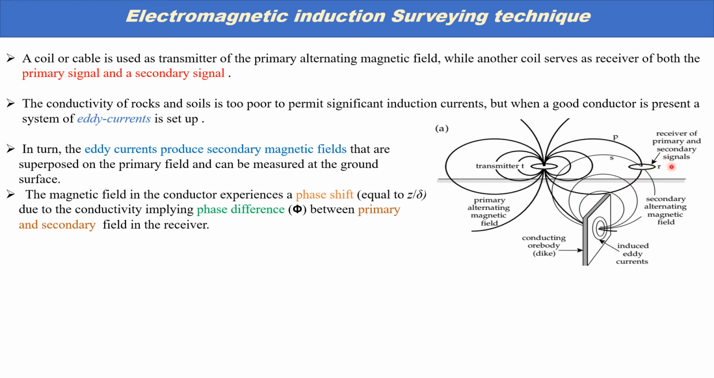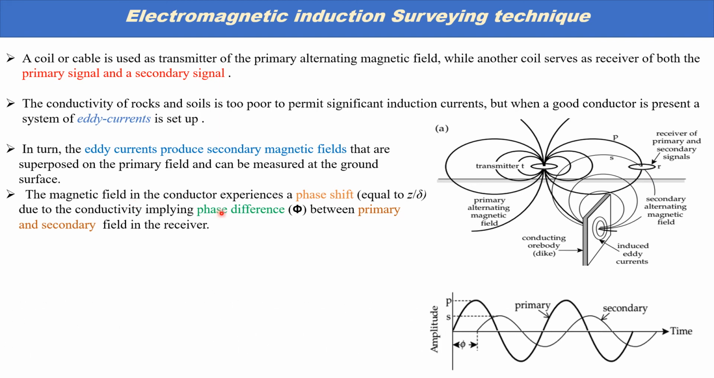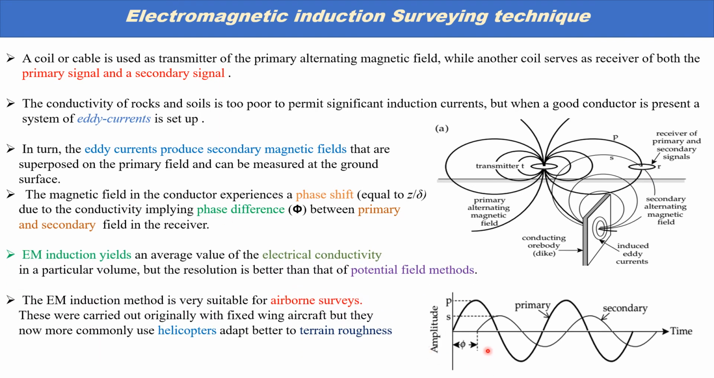Now, if there is a conductor, the magnetic field will experience a phase shift. The primary and the secondary fields in the receiver will have a phase difference, as I have discussed theoretically. So you can see the primary field and the secondary field, and the phase difference in the receiver will be phi. Electromagnetic induction produces an average value of the electrical conductivity, but its resolution is far better than the potential field methods. Potential field methods are gravity and magnetic geophysics methods.